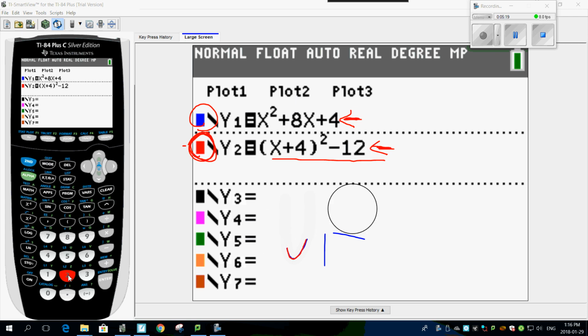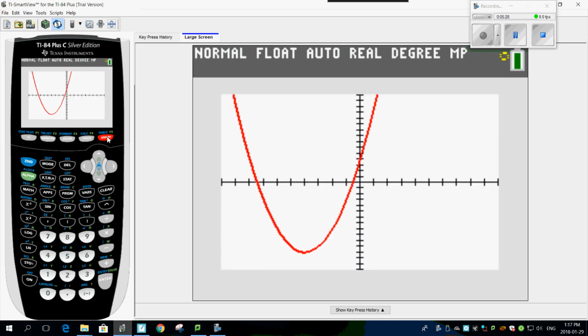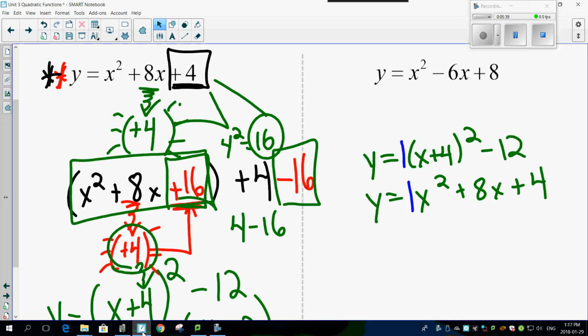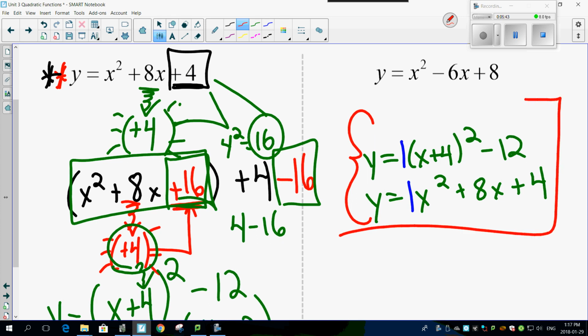Now, let me get rid of this, and let's see if that's exactly what we get. I'm so stoked to see this. Ready? Graph. And sure enough, the blue line was replaced by the red. Did you see that? It was so gorgeous. So in fact, we have exactly the same graph. Both of these equations mean exactly the same thing. One is in vertex form, one is in standard form. And that's how you do these kinds of questions.